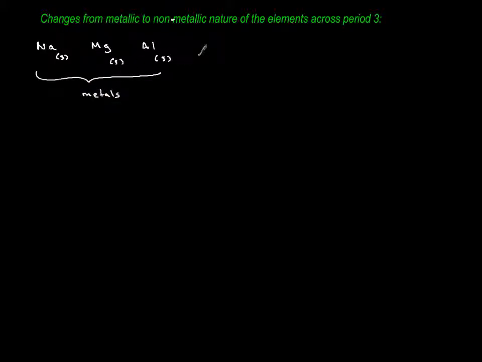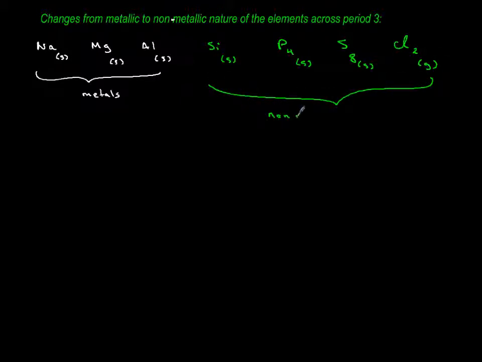Then once you walk away from aluminum, you come across element 14, which is silicon. It's a semi-metal, but I'm going to include it as a non-metal for the time being. Then comes phosphorus, which is P4 in nature. Four of them travel together. Then sulfur, which is S8, solid. And then you have diatomic chlorine gas. So categorically, these are non-metals. So as you go from left to right, you're crossing from metals to non-metals.